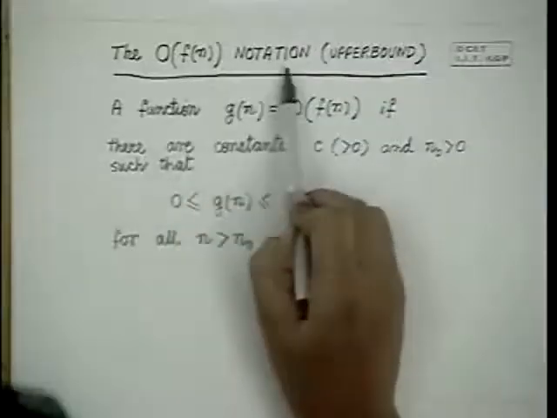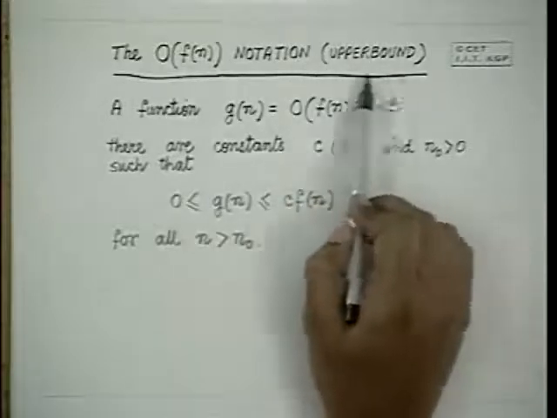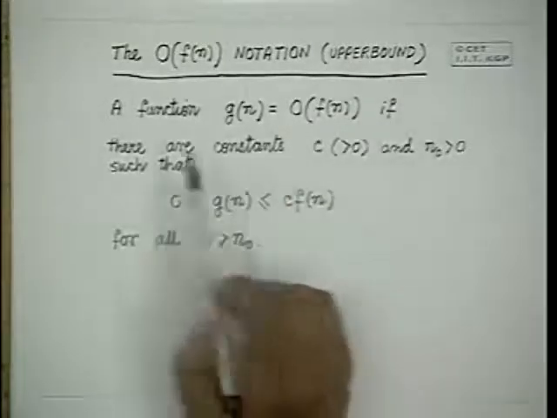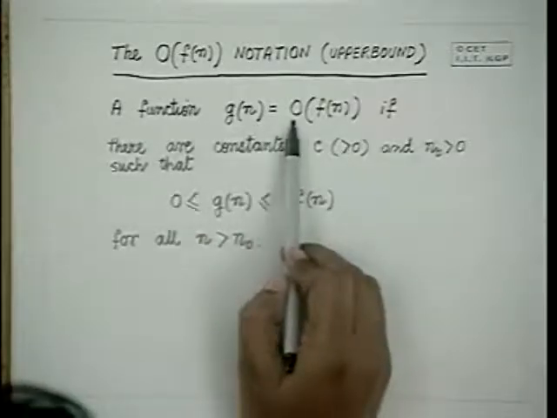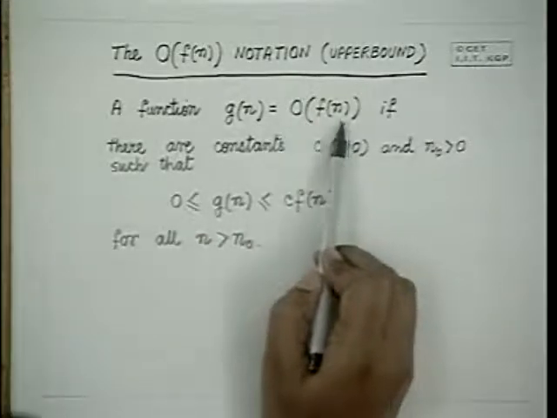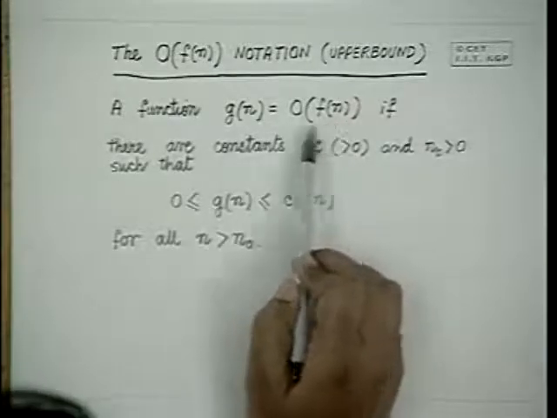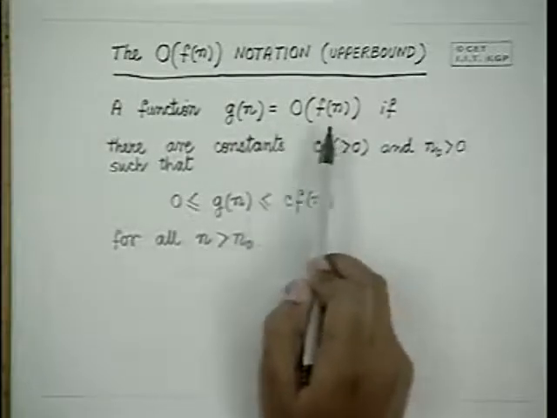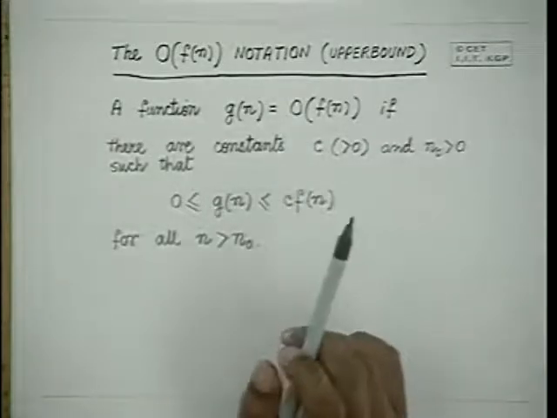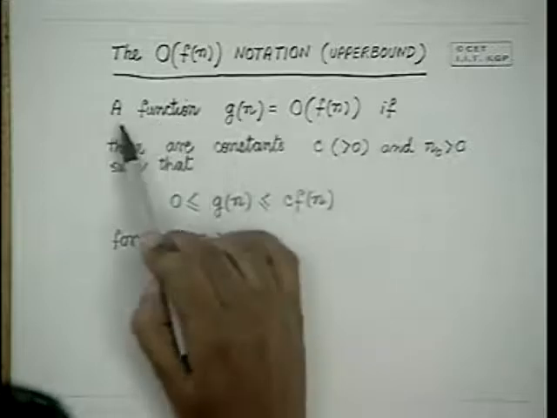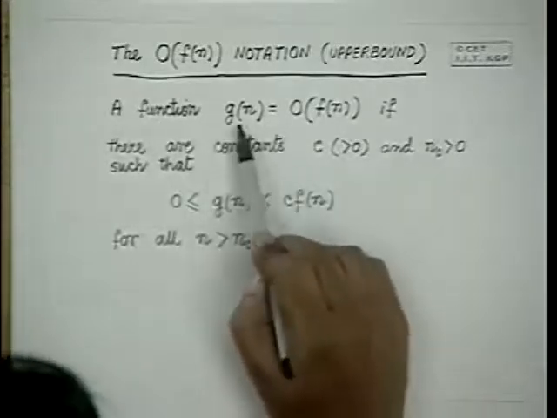The O notation, the O of F(n) notation, which is called the upper bounding, asymptotic upper bounding function. A function G(n) is equal to O of F(n). So given two functions, F(n) and G(n), both asymptotically positive, that is, beyond a certain n, both of them are always positive, they never become negative. So we always work on asymptotically positive functions, we don't work on anything else.